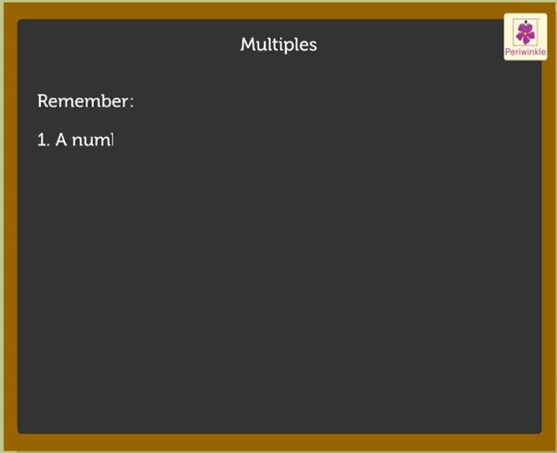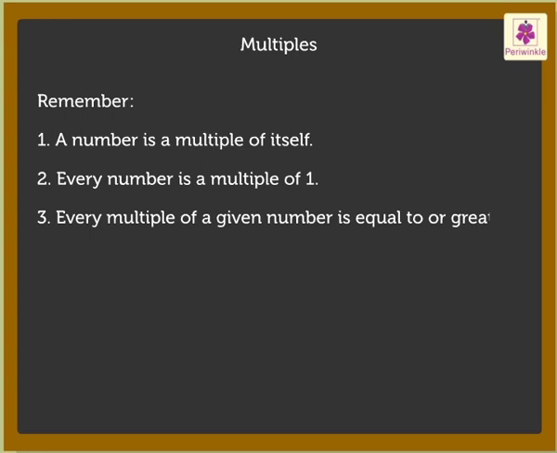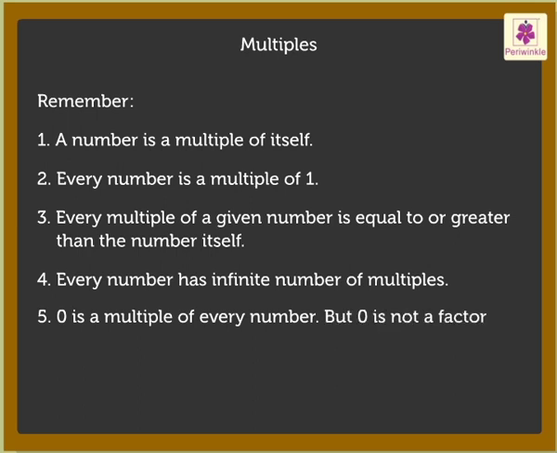Remember, a number is a multiple of itself. Every number is a multiple of 1. Every multiple of a given number is equal to or greater than the number itself. Every number has an infinite number of multiples. 0 is a multiple of every number, but 0 is not a factor of any number except 0.